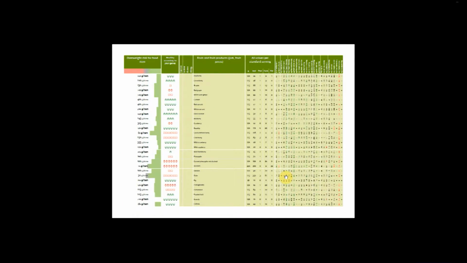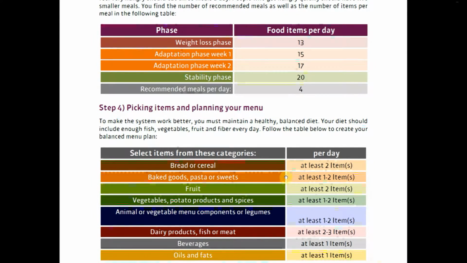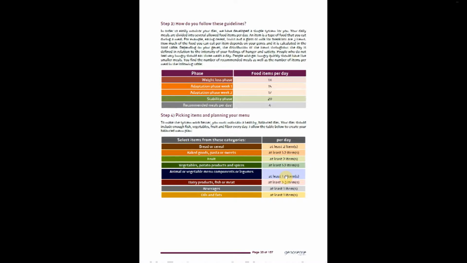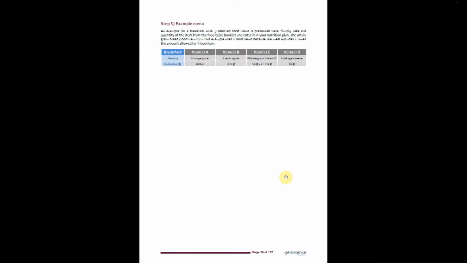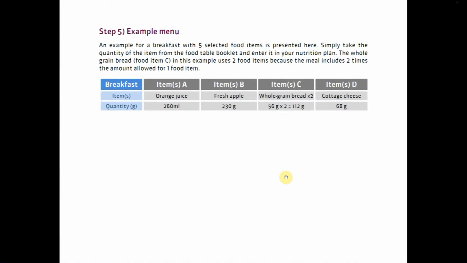So let's go back to the stage where we were in the report. All right, now let's look how a typical breakfast could look like. That's on the next page. So if you go here, you can see a typical breakfast that a person has decided to create for him or herself. Orange juice, one food item, that would be 260 milliliters for this person. A fresh apple, 230 grams. It's 1.5 apples probably. Then whole grain bread. Now this person is carbohydrate sensitive, so bread is quite a small amount. It would be 56 grams.